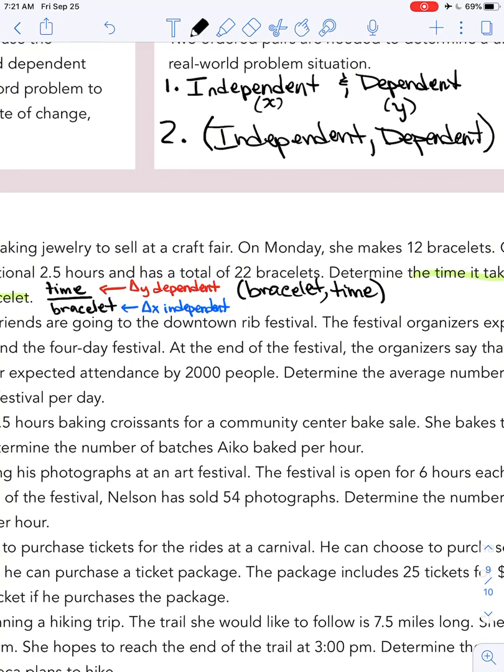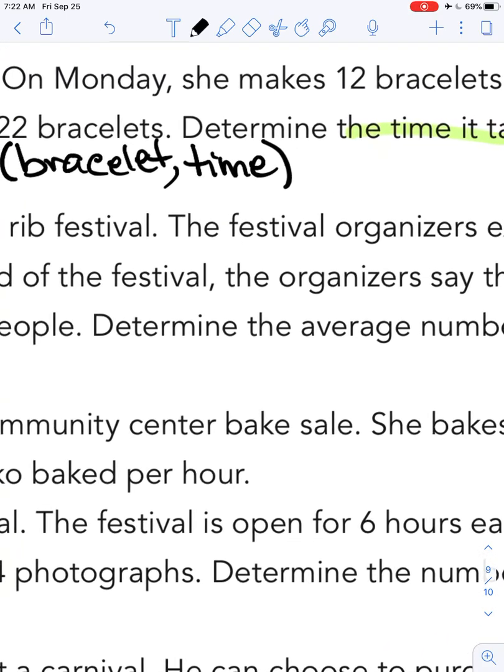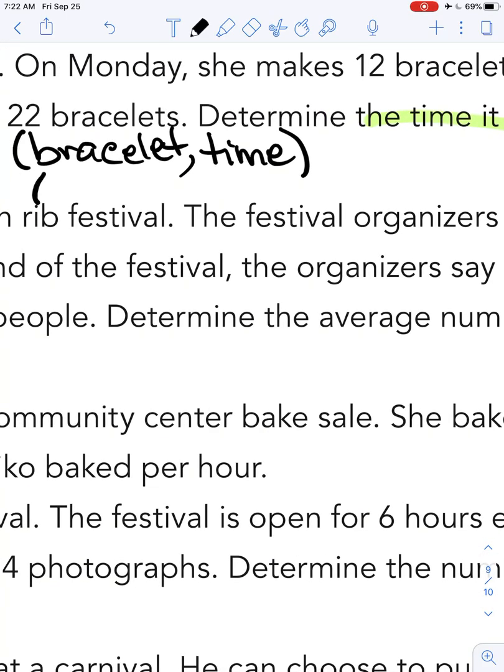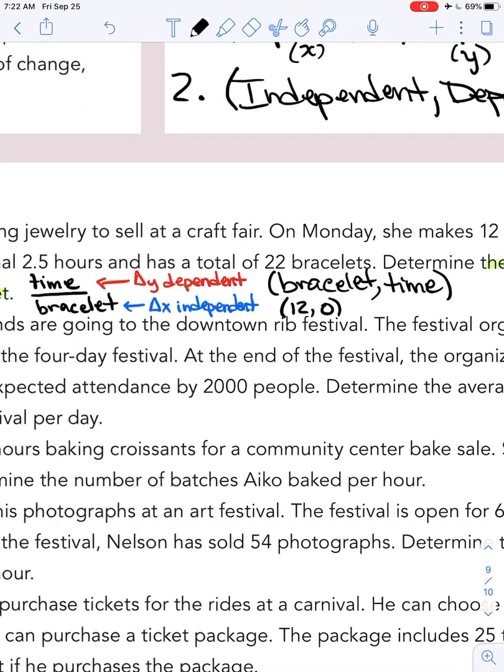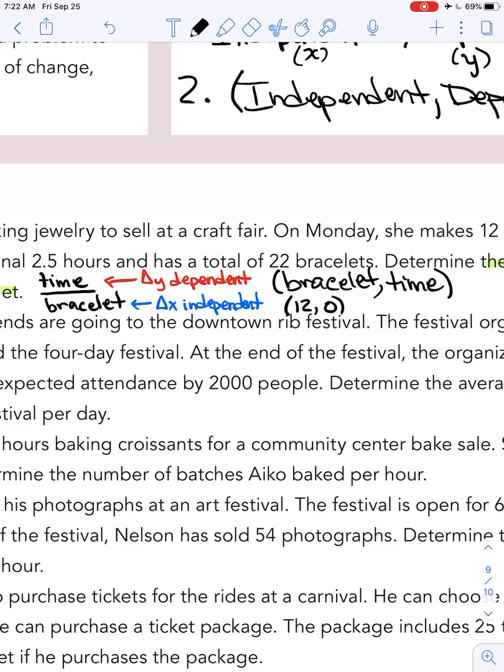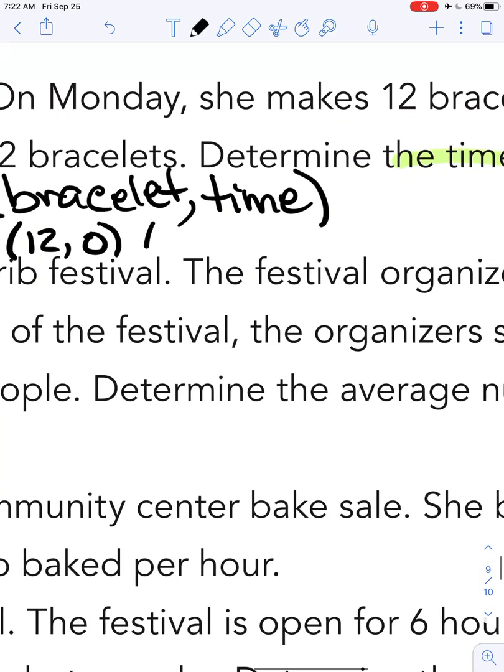When she started the day off, we don't know how long she took on Monday, but we know that when she starts the day off on Tuesday, she has already made 12 bracelets. The start of the day on Tuesday, that's a 0 amount. Now on Tuesday, she spent 2.5 hours and made 22 bracelets, or she had a total. And that was 2.5. So all I have to do is do my slope formula.